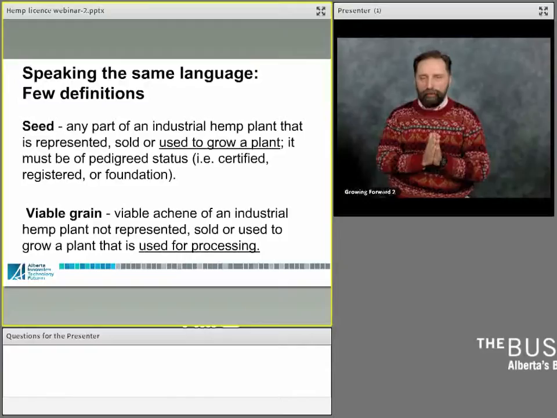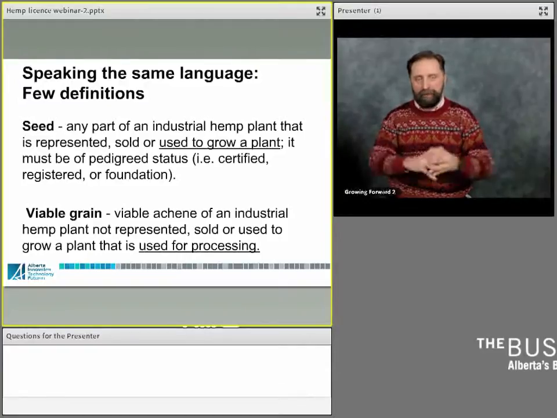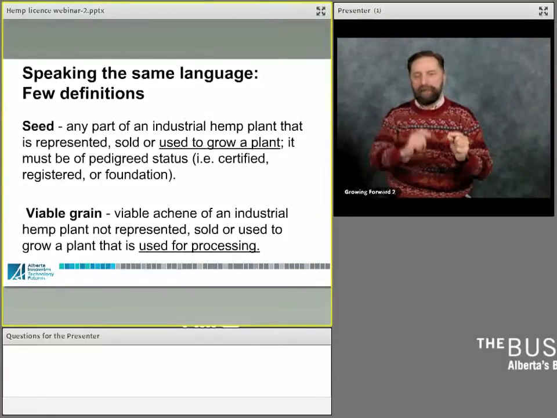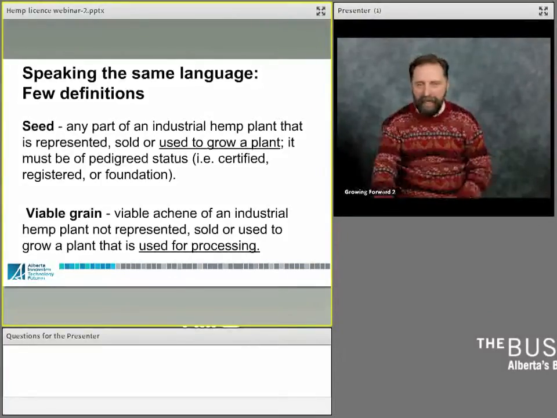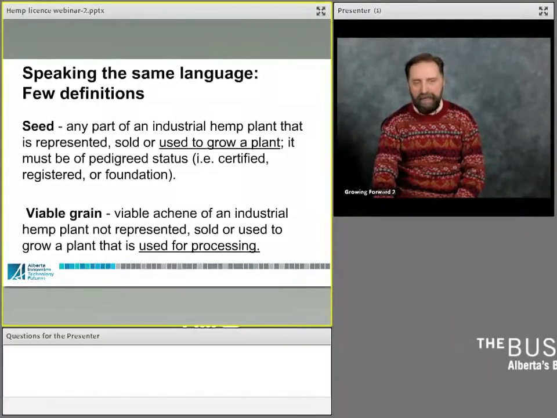What is viable grain? In the form that you probably already reviewed, you will find the term viable grain. Viable grain is viable grain of industrial hemp that is not represented, sold, or used to grow a plant, but it's used for processing. And here I highlighted these two most important differences. Remember, seed is used to grow a plant. You put it in the ground and it has to be of pedigree status. Viable grain, this is what you're harvesting and will be used for processing.